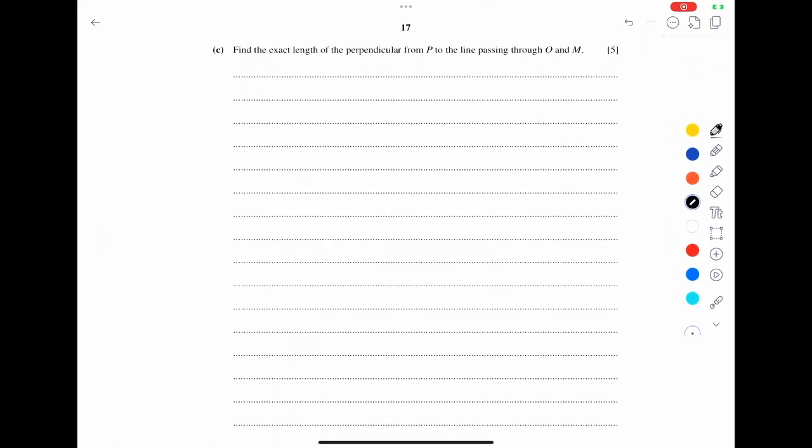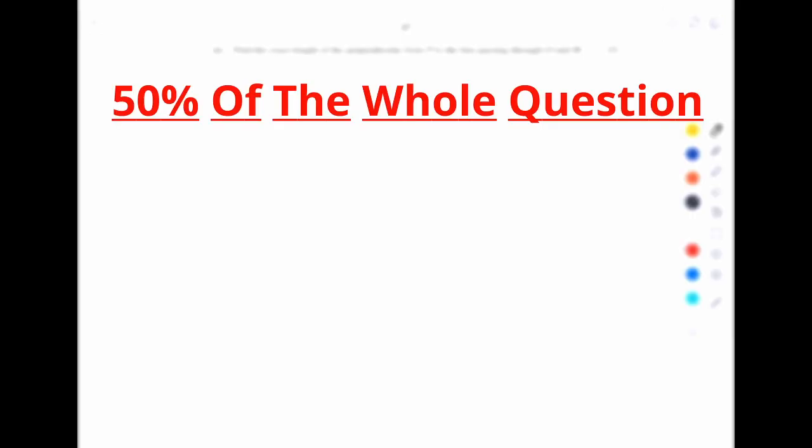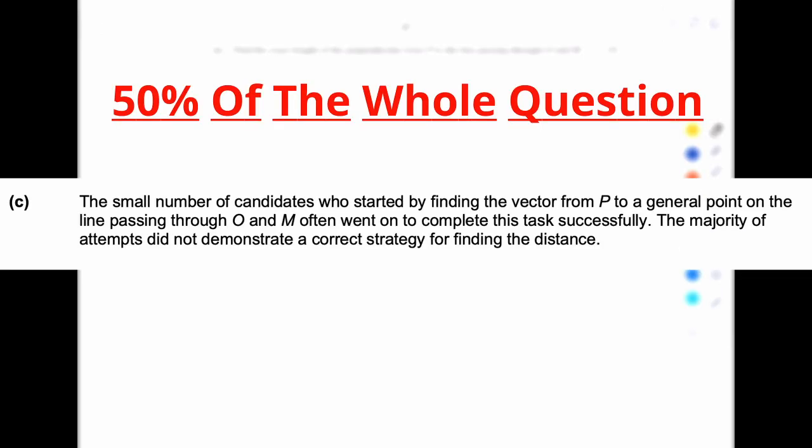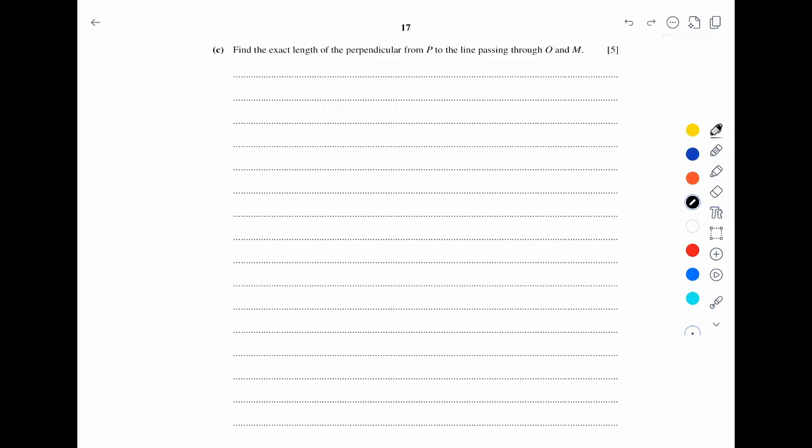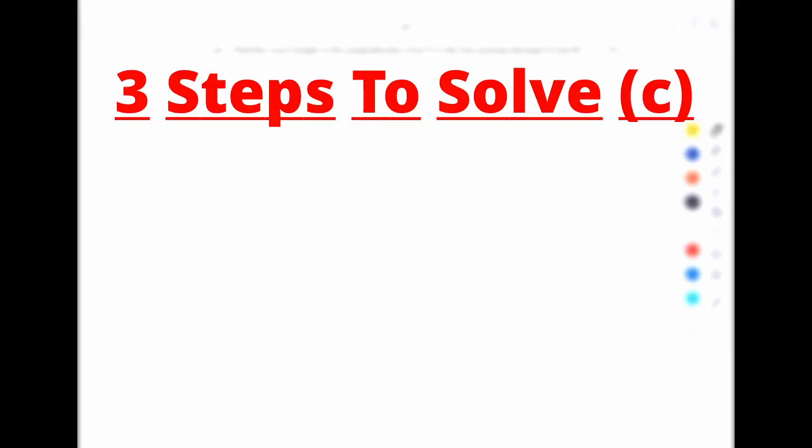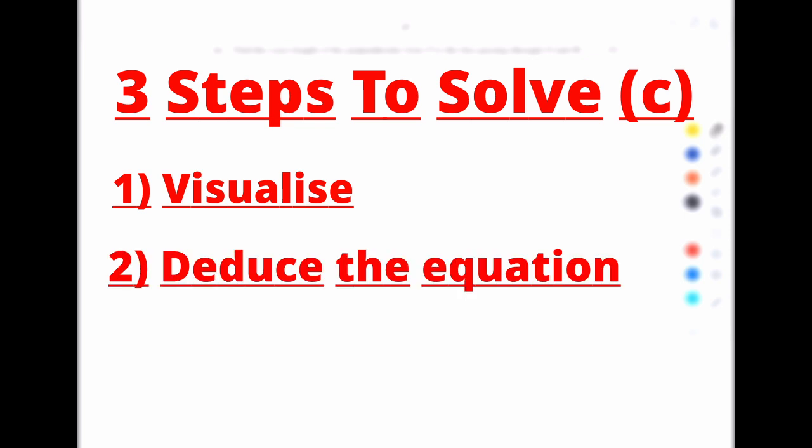Now, this is the most important section, representing 50% of the question as a whole, yet the majority of people got this wrong. Will you be one of them? The hurdle we're facing here is that we can't even visualize it. And if we can't visualize the question, we can't solve the question. So, there's 3 steps here. 1, visualize. 2, deduce the equation. And 3, solve.